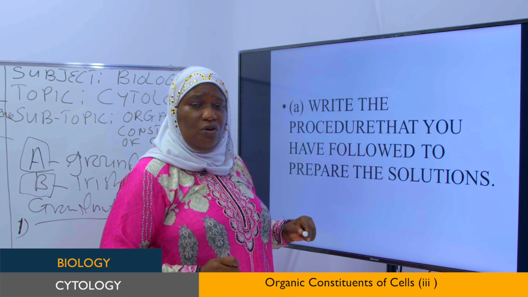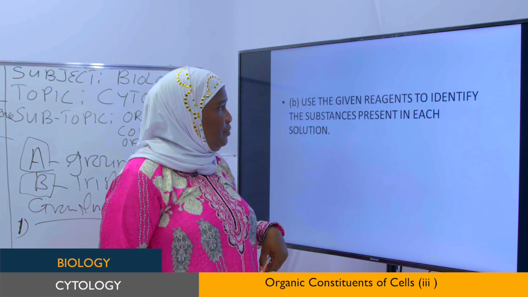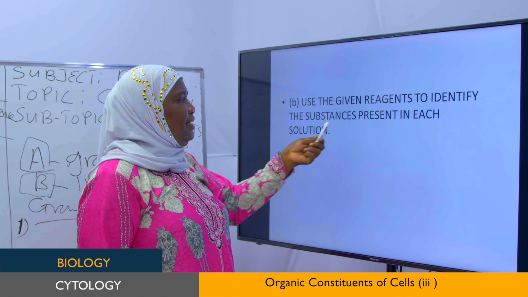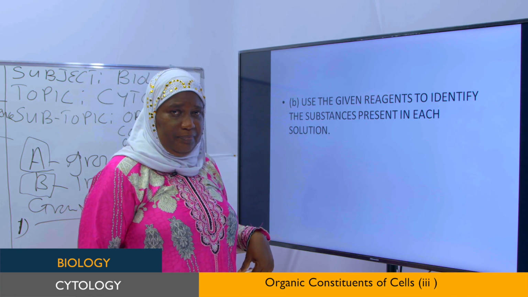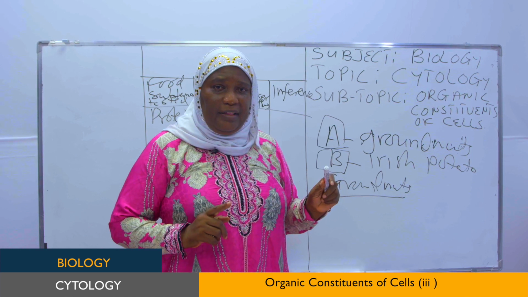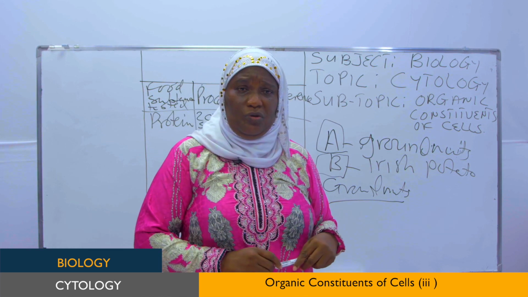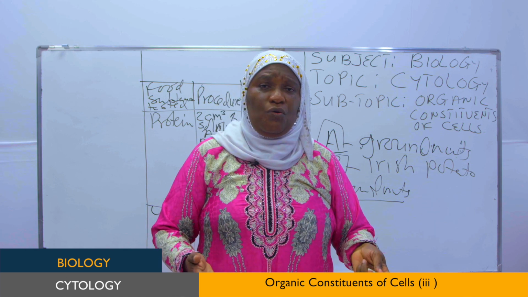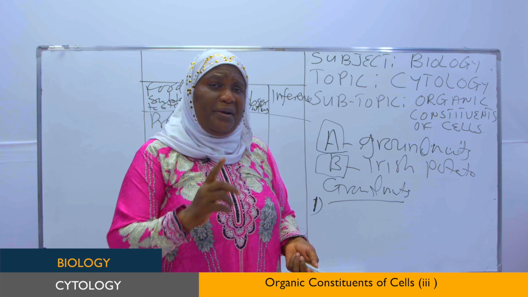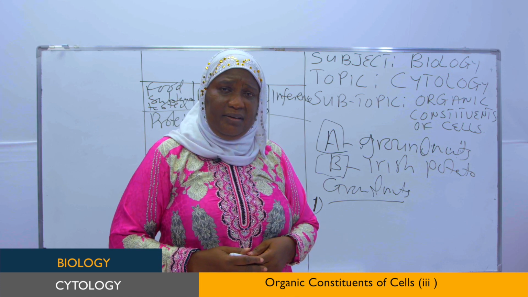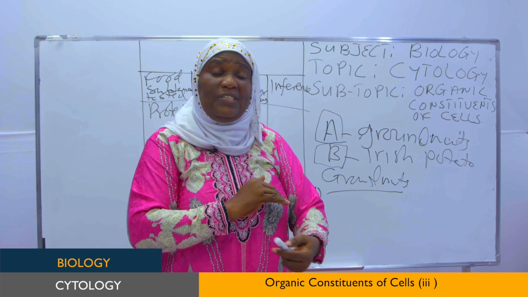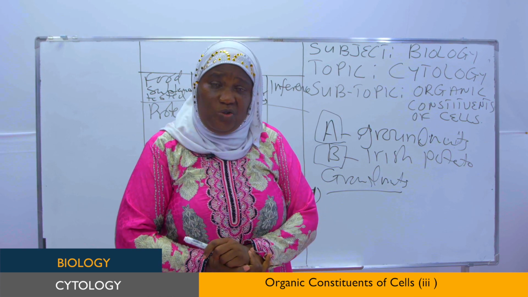Then, let us go to part B of the question. Part B says to use the given reagents to identify the substances present in each solution. Therefore, you are required to use only the reagents which have been provided to you. Don't demand reagents which are not provided to you. For example, sometimes you may find that one reagent is missing. If you observe that, it means you are not required to test the food substance which uses that reagent. That is why it is not provided to you.